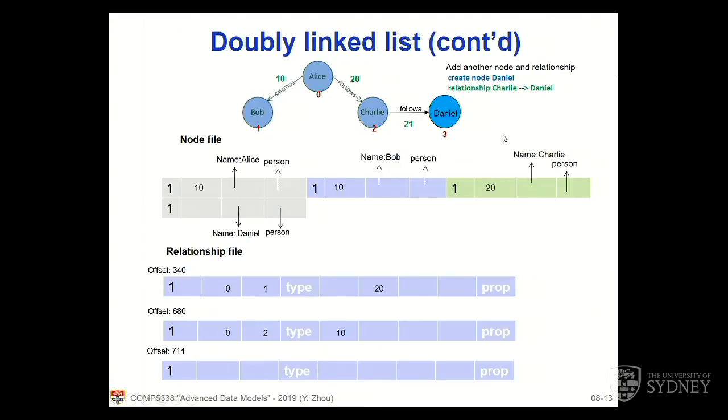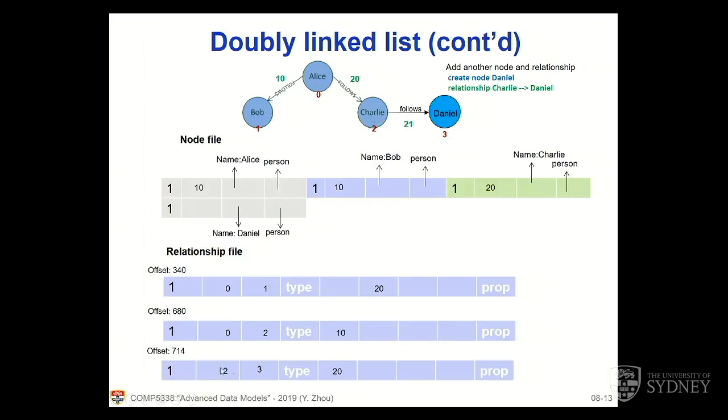Now this relationship is from Charlie to Daniel, it's 2 to 3. So we have 2 and 3 here, that's source to target. And we have some type and some property, which is as usual. And now this is the second relationship of Charlie, right?